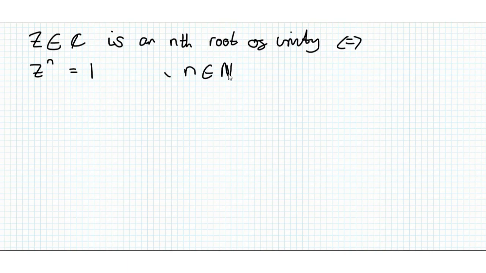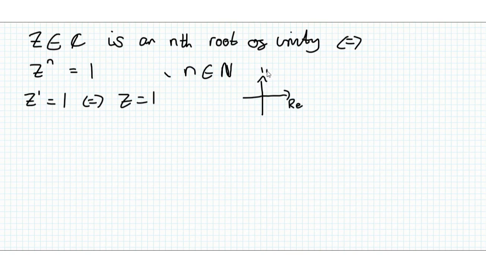So z to the 1 equals 1. Well, z is equal to 1 is the only solution to this, obviously, because z to the 1 equals 1 can just be simplified to z equals 1, because anything to the power 1 is itself. Okay, so that's an easy example, but we're going to plot that on the Argand diagram. Okay, so the point z is at this cross here, and that's at 1.